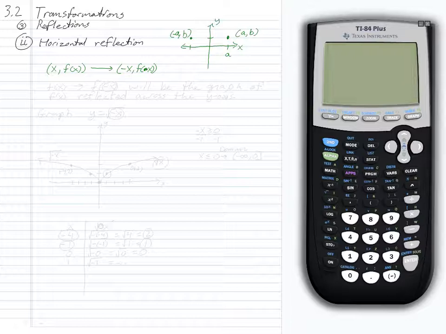Alright, so our property: if we know what the graph of f of x looks like, f of negative x will be the graph of f of x reflected horizontally. In other words, we'll reflect the graph that we know about across the y-axis.